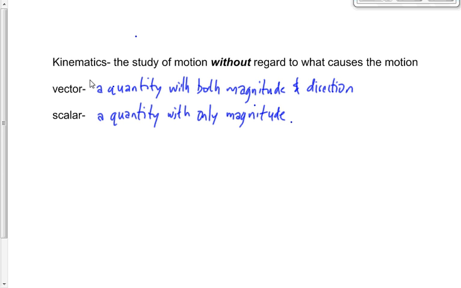If you're driving to Edmonton, the direction matters. If you ask what the temperature is, the direction doesn't matter. There is no direction, right? If somebody says, which way is the sky? You're going to say up. Direction matters, right? If somebody says, how heavy are you? You're going to say, I weigh 150. There is no direction associated with that. So sometimes direction matters when we have a vector. Sometimes direction doesn't matter when we have a scalar.